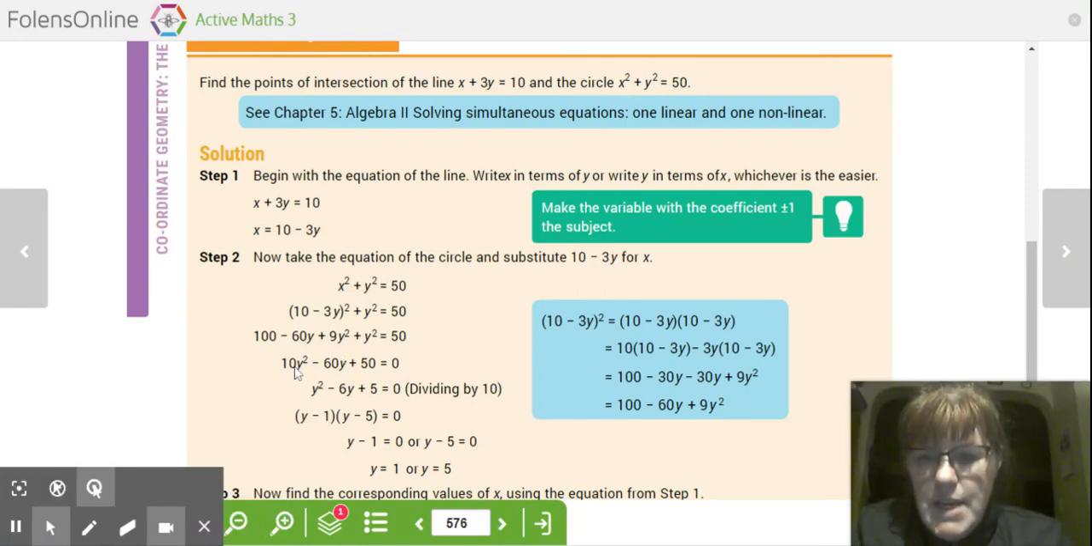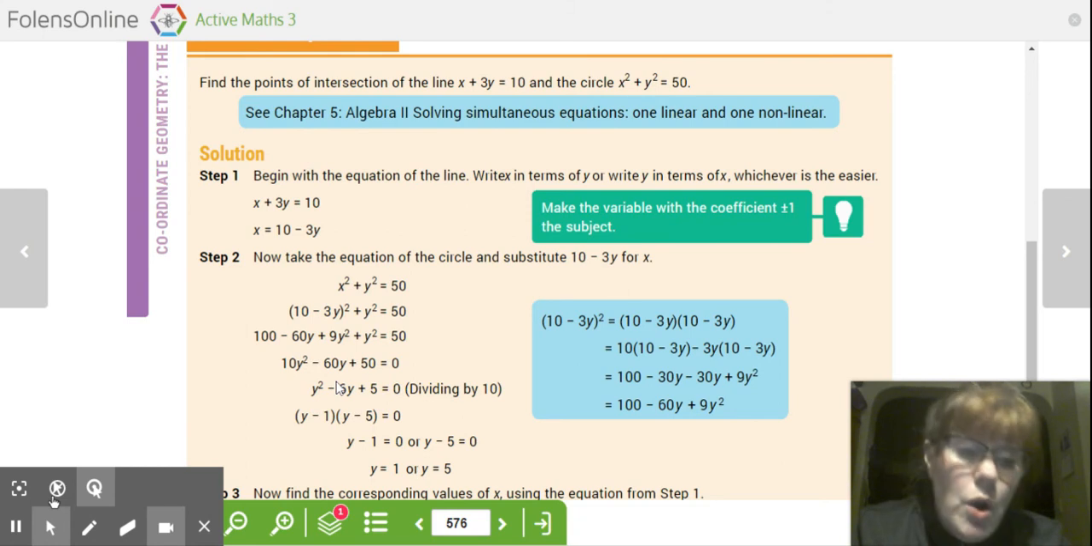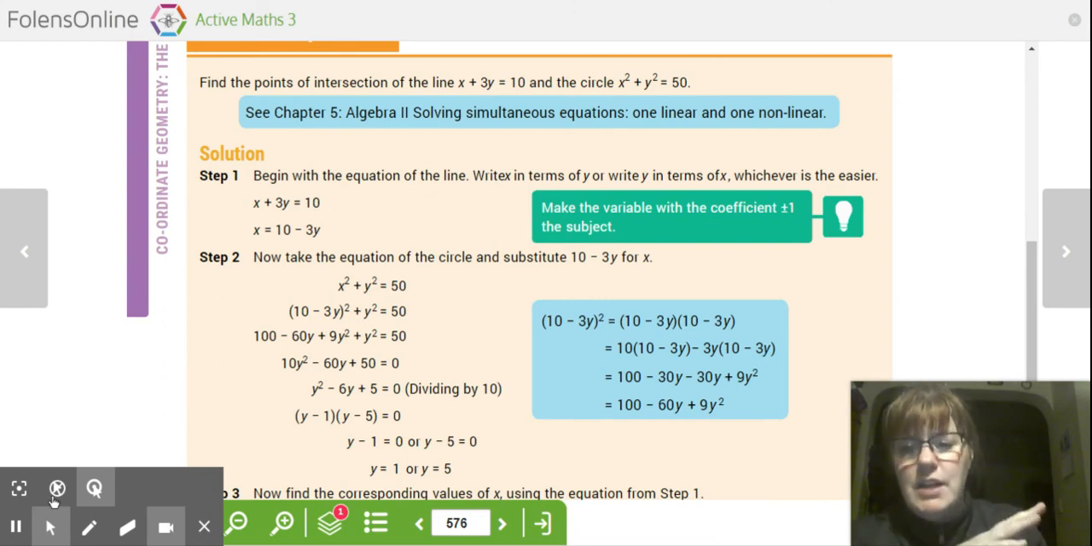So with this 10y squared minus 60y plus 50, you can either divide that by 10 and then factorize it, or you can go ahead and use your minus b formula. If using the minus b formula is easier for you, that's fine. Don't forget that your a is the 10, your b is minus 60, and your c is 50. When you put that in, you will get that y is equal to 1 or y is equal to 5.